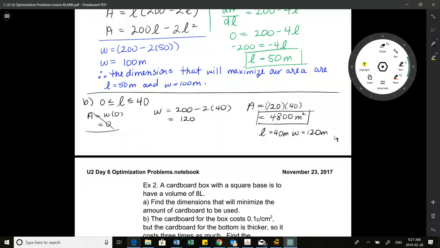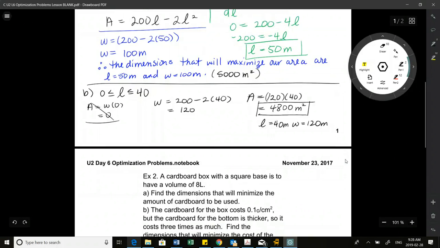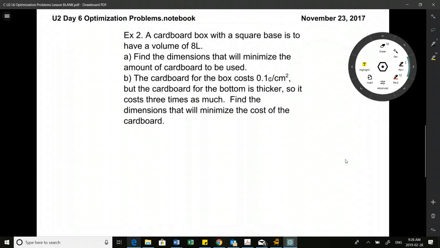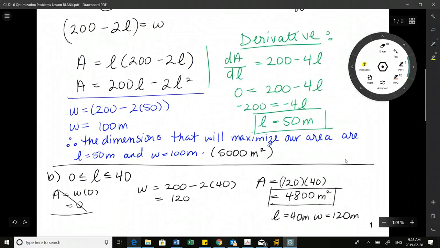Whereas in part A, we can see that 50 times 100 would give us an optimal, maximum area of 5,000. Okay. Cool. Second question. Any questions on that one, actually? Sorry, before we move to the last one. We're all okay with this?